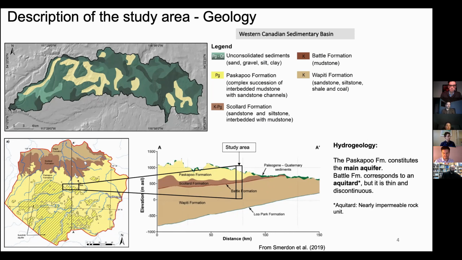All of this geological formation represents the bedrock, and at the surface, we have unconsolidated sediments that are divided in 5 subunits, and they are composed of sand, gravel, silt, and clay. With respect to the hydrogeology, the Bascapa Formation constitutes the main aquifer of the system, whereas the Battle Formation is an aquitard.